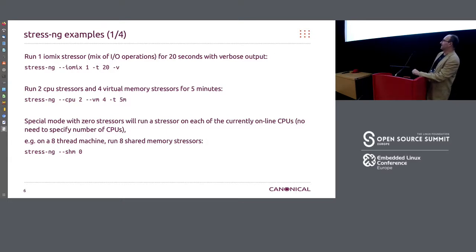And for convenience, instead of having to specify the exact number of CPUs, you can also specify zero as the number of instances. And stress-ng will look at how many CPUs there are online and use that number of CPUs. So that's quite handy, because I'm regularly testing machines, and I don't go, oh, how many CPUs is this machine? It's got 8 threads. I just put zero in, and I know it's going to populate every CPU with a stress test instance. So that's kind of simple.